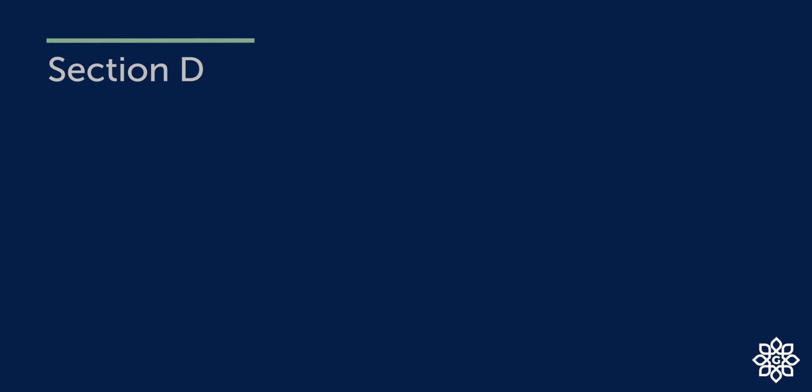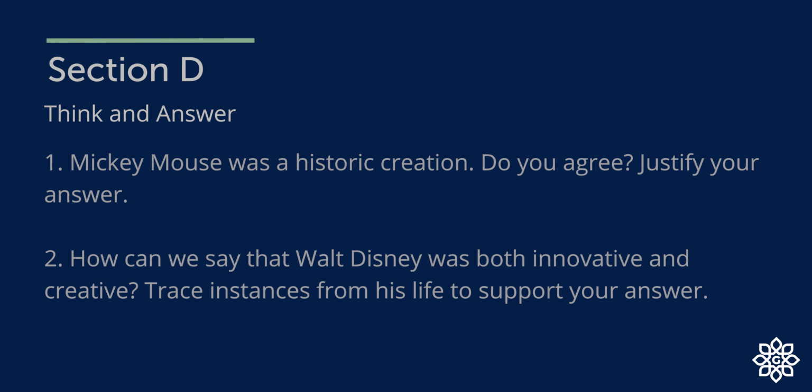Now, section D is a think and answer question. You have to do it on your own, and you can research online and find supportive evidence to justify your answers. Once completed, you can submit it along with your assignments.